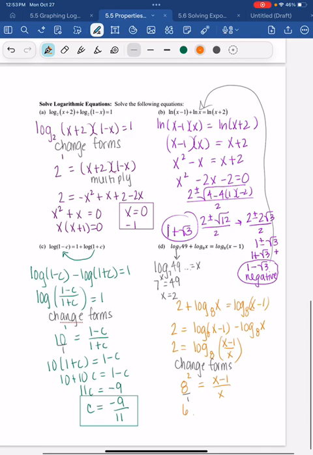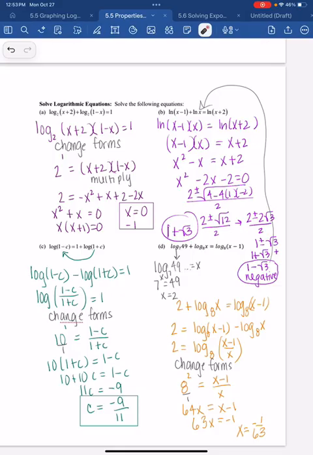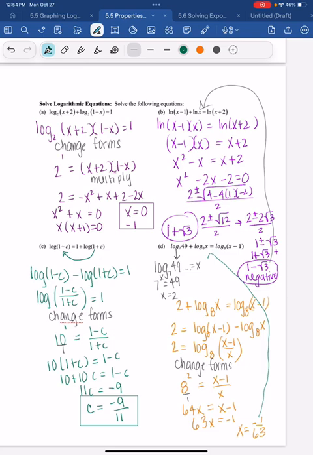Again, cross multiply. So I get 64x equals x minus 1. Subtract x from both sides. X is negative 1 over 63. But if you plug back in and check, let me use a different color. Negative argument. You must check your work. So x can't be negative 1 over 63. The result to this problem is no solution.